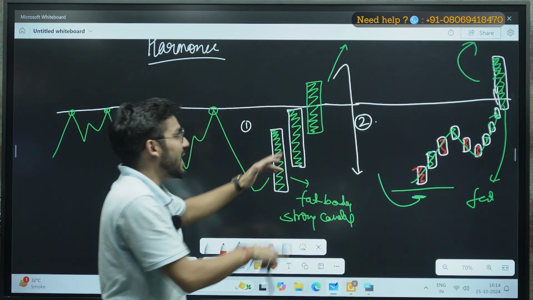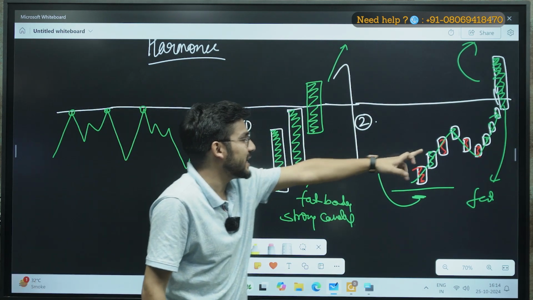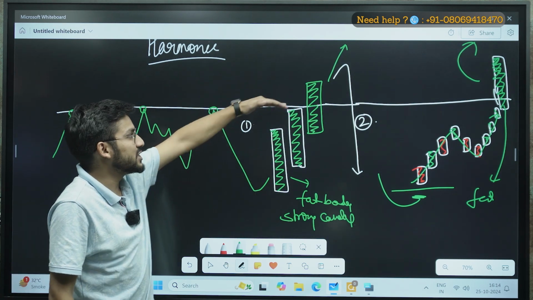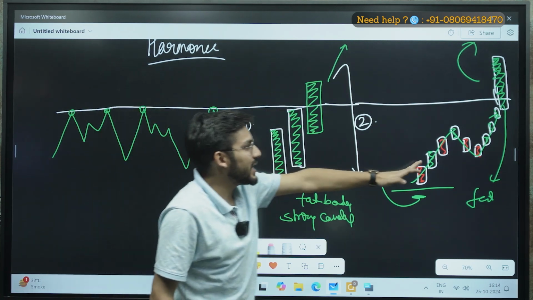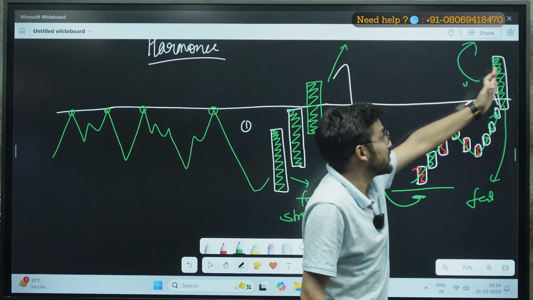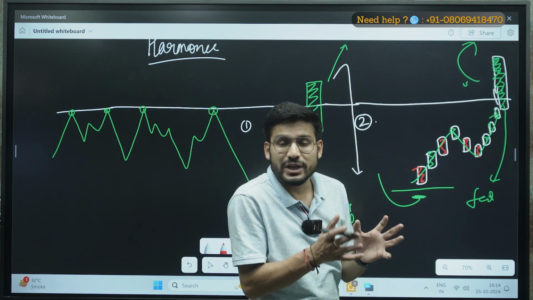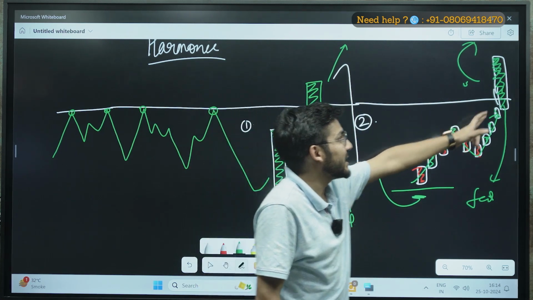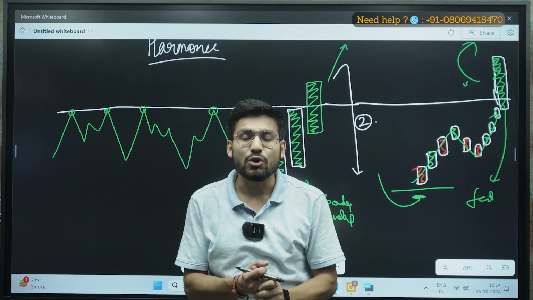So you can see there is a difference between these two conditions, right? In the first condition all of the momentum has been lost before reaching the resistance level. Here my market reached this level, but when it gave me a breakout, this breakout was done with a very good candle, so my momentum is still intact, and then I can trade in the upward direction, right? So I hope the concept is clear.